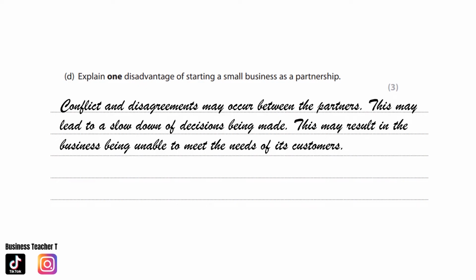Conflict and disagreements may occur between the partners. That's our point. Our first linked strand, this may lead to a slowdown of decisions being made. And our second linked strand, this may result in the business being unable to meet the needs of its customers. Okay, straight to the point there, and we've got our 2 linked strands.